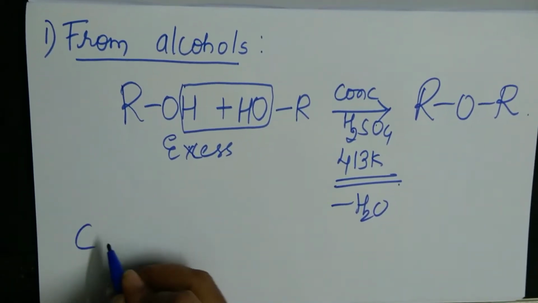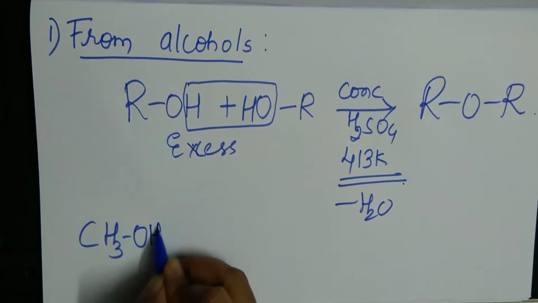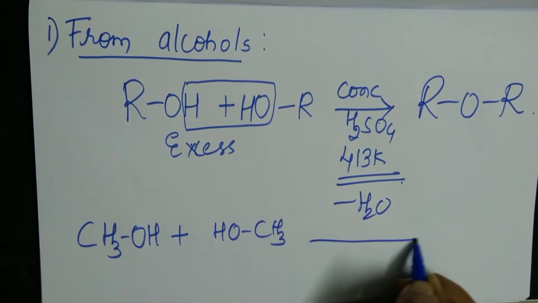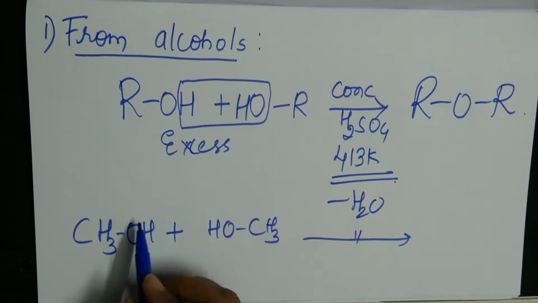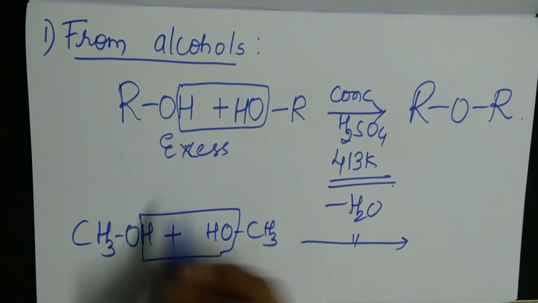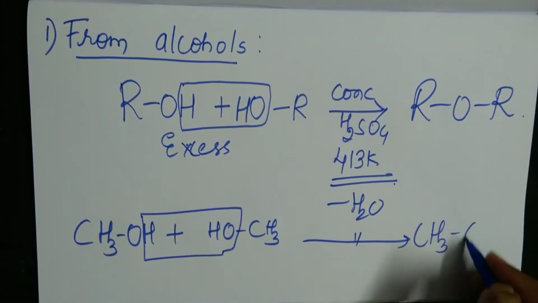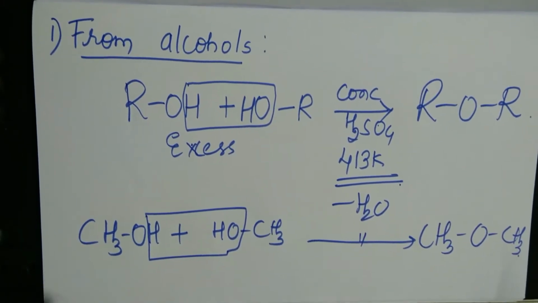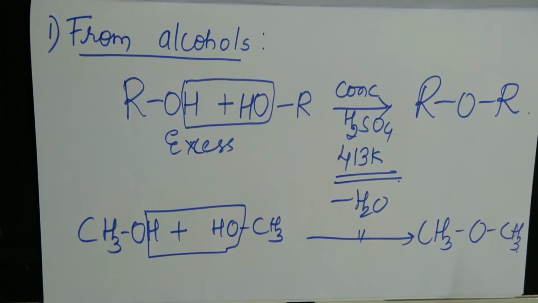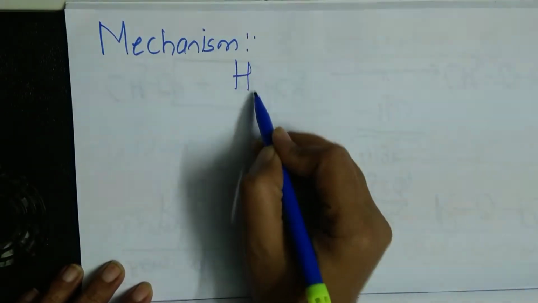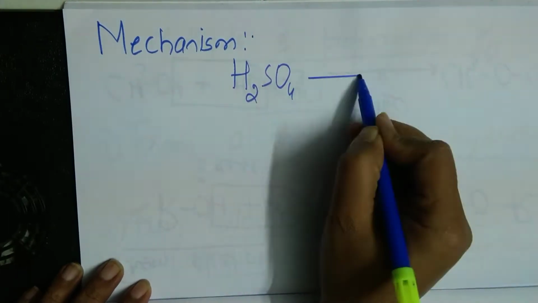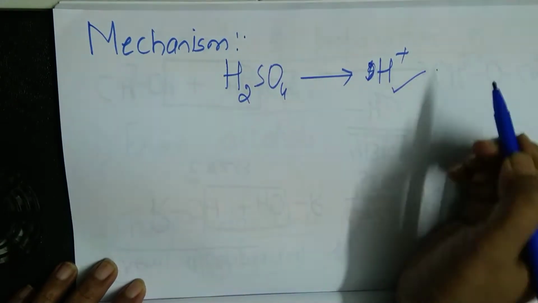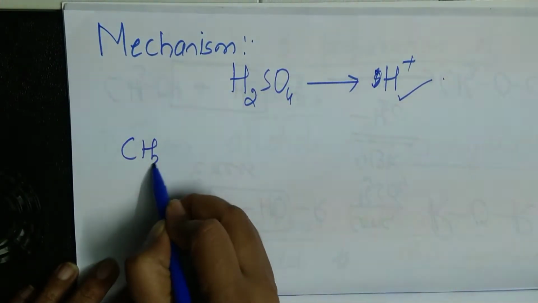Okay, example, methyl alcohol, when in excess, is treated with concentrated H2SO4, as I have said already, there is elimination of water leading to formation of methoxymethane. Now let us look into the mechanism of this particular reaction. So we are using concentrated H2SO4. Concentrated H2SO4 gives us a proton, right?